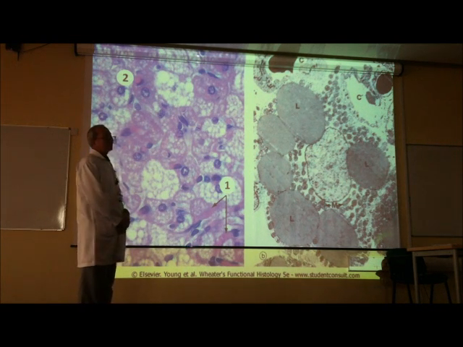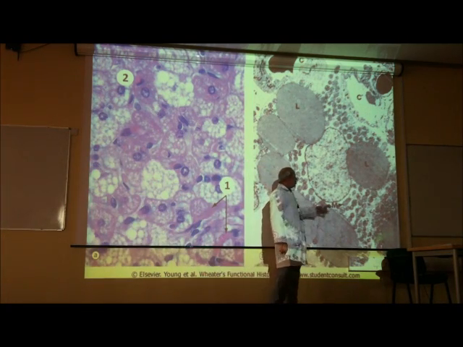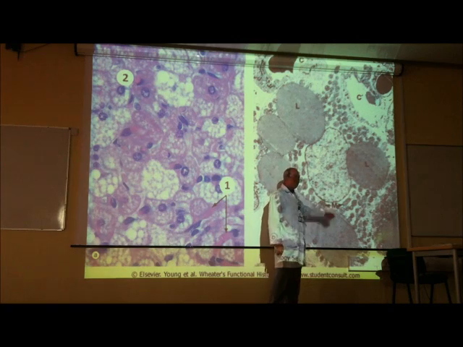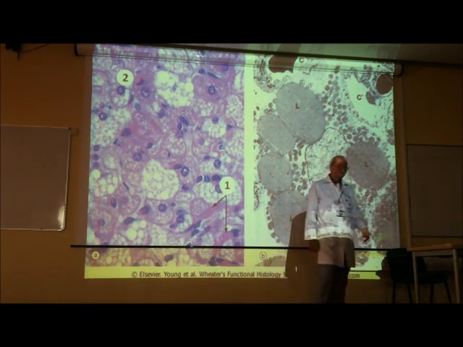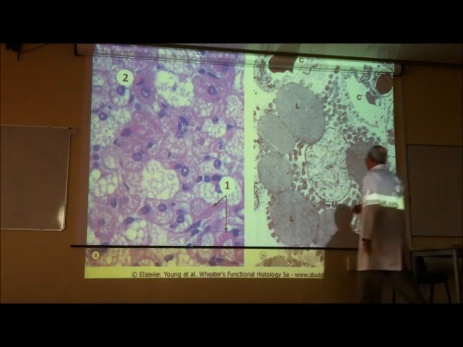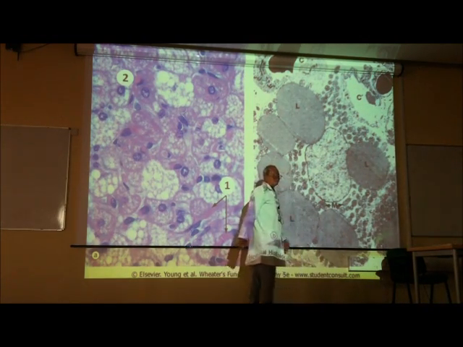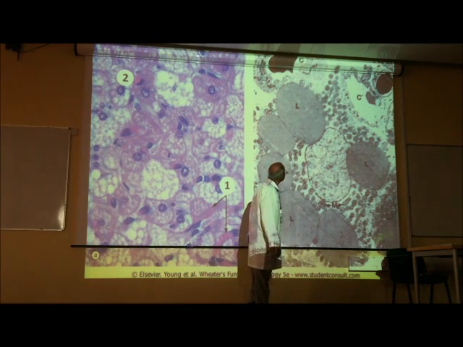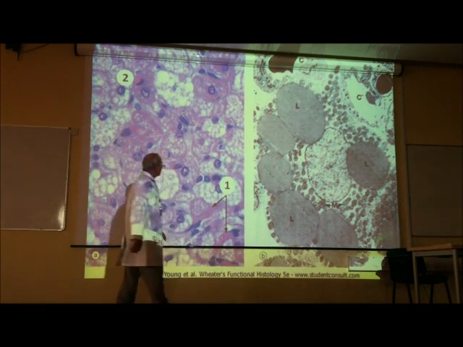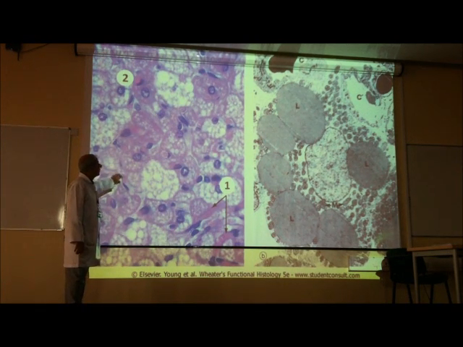It's an electron microscopic picture. What are these lipid droplets? One of the characters of the cells, are they rich in mitochondria or poor in mitochondria? And these are the mitochondria. And this is the nucleus. But forget about this, and this is the light microscopic picture.